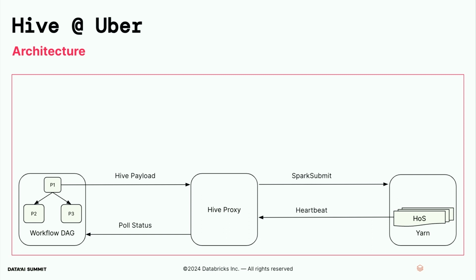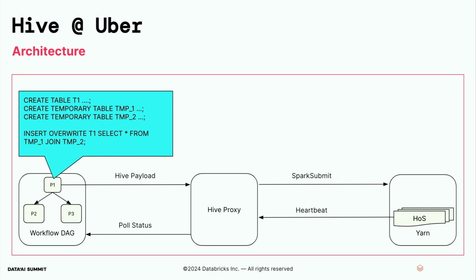Let me now give a quick overview of what Hive's architecture at Uber looked like, since it was a bit different from what is present in open source. First we introduced this concept of a payload. A payload is a set of Hive queries which are run as part of a single Hive on Spark job. These can be a combination of DDLs, DMLs, and create temporary table kind of queries. Each task in a workflow DAG can submit multiple of these payloads.